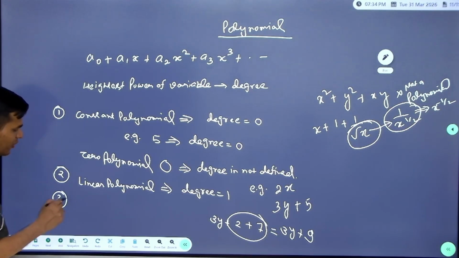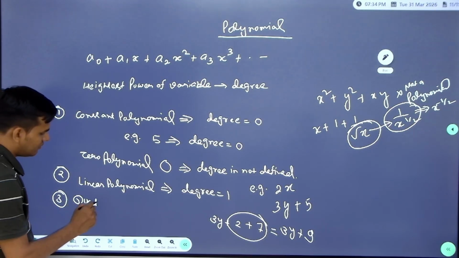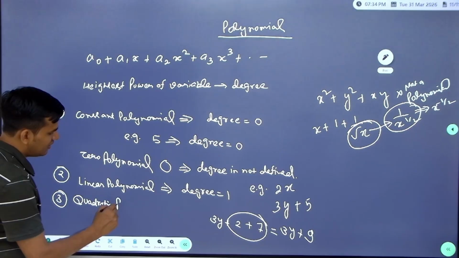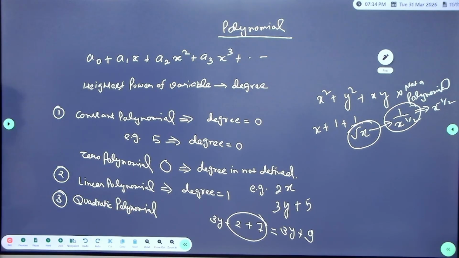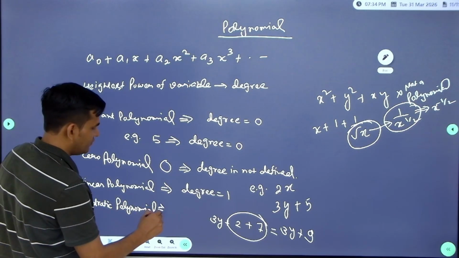Then there is quadratic polynomial. In a quadratic polynomial, the degree is equal to 2.